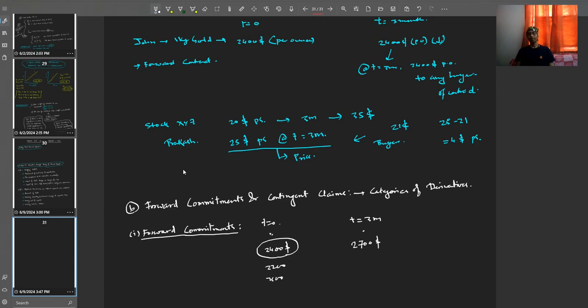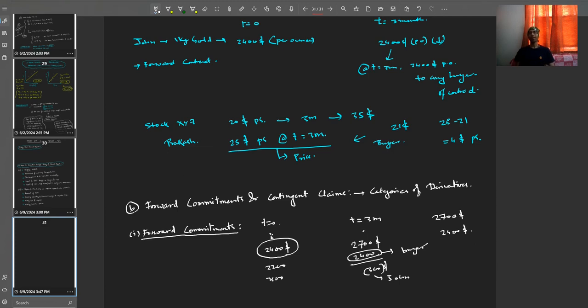So John, by executing this contract, is effectively making a loss of $300. John is making a loss because he could have sold it in the market at $2,700, but instead he has to sell the gold to the buyer of the contract at $2,400. Now the buyer effectively is making the profit. The loss of the seller in this case is the profit of the buyer of this contract. So in the market he would have had to buy at 2,700 per ounce. Here he is buying it at 2,400. This is what we call a forward commitment.